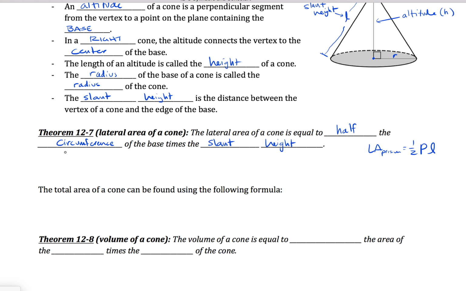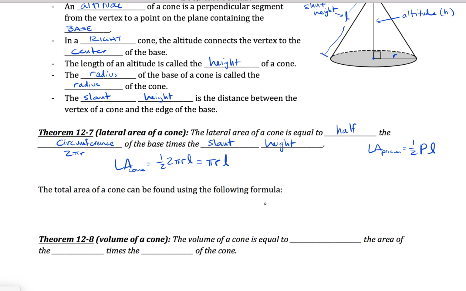Remember, the circumference of the base is 2 pi r. So the formula I would write down for the lateral area of a cone is lateral area equals 1/2 times 2 pi r L. But we can simplify this a little bit, right? Because what's half of 2? It would be 1. So the 1/2 and the 2 cancel each other out, and we just get pi times the radius times the slant height. So the lateral area of a cone is pi r L.